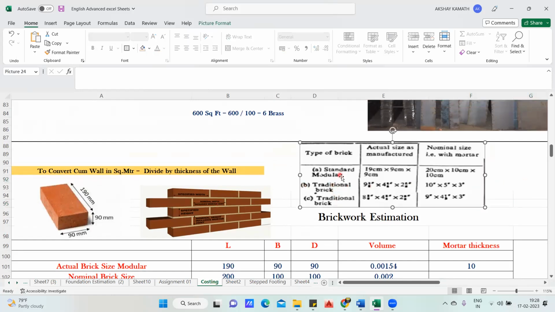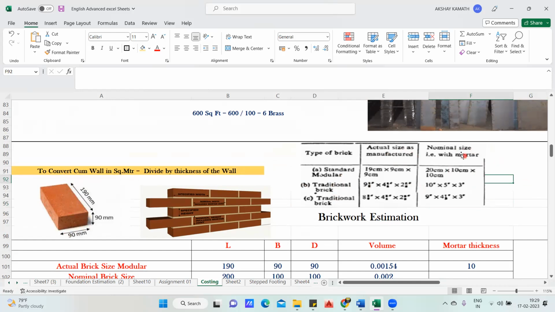The first one we call as the actual size of a brick, and the second is the nominal size. Actual size means whatever is available in the market. The dimension of that is 190 mm is the length, 90 mm is the height, and the width of my brick is also 90 mm. So this is the actual size of a brick.